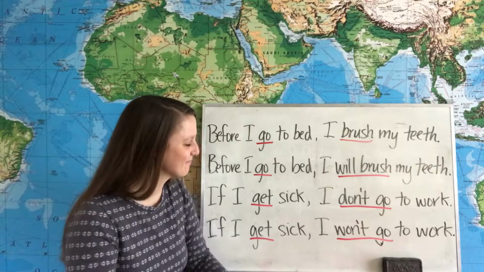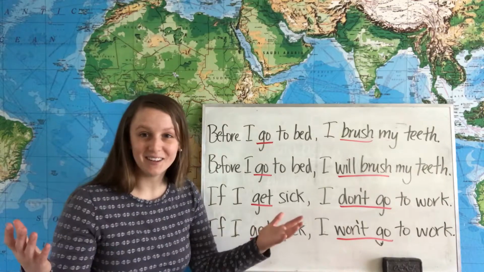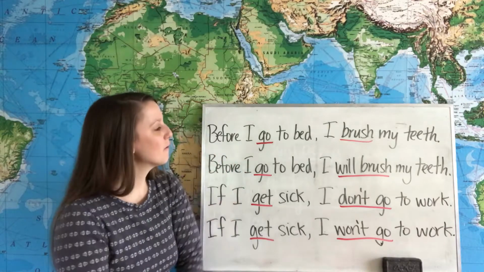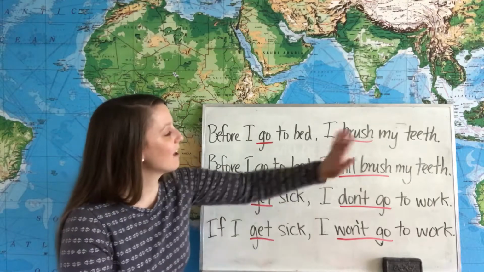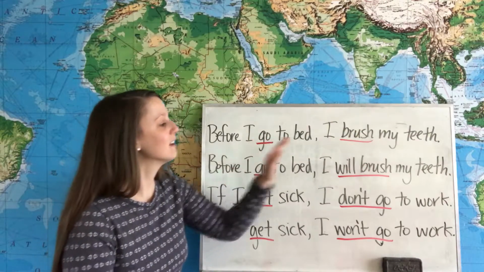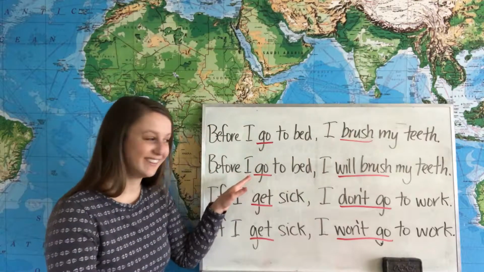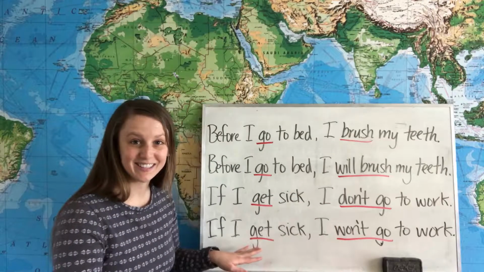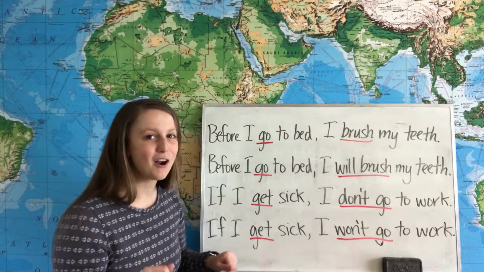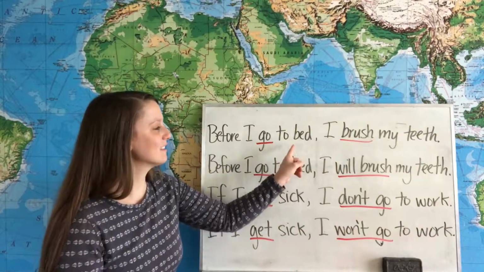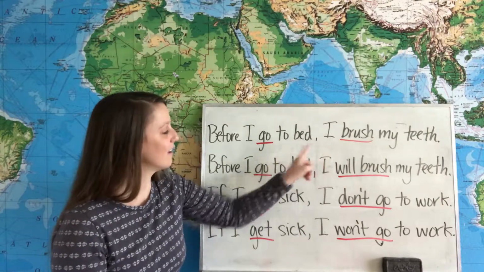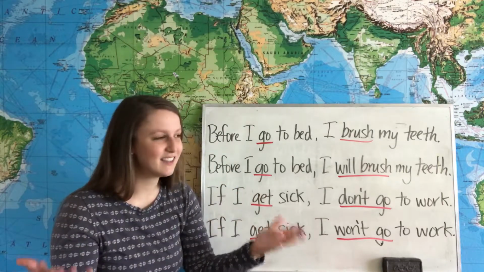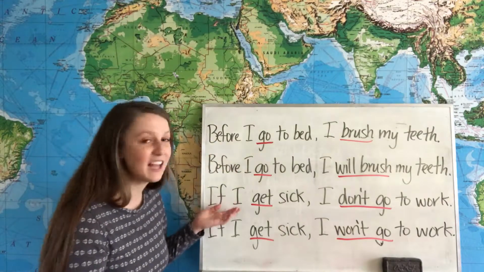You also have the option, as always with complex sentences, to take your two clauses and switch them. For example, we can change these sentences to read, I brush my teeth before I go to bed. I will brush my teeth before I go to bed. I don't go to work if I get sick. And I won't go to work if I get sick. As always, you have to remember our comma rule. If the dependent clause is first, we use a comma. If the dependent clause is switched to second, we use no comma. And this is true for our time clauses and for our if clauses.